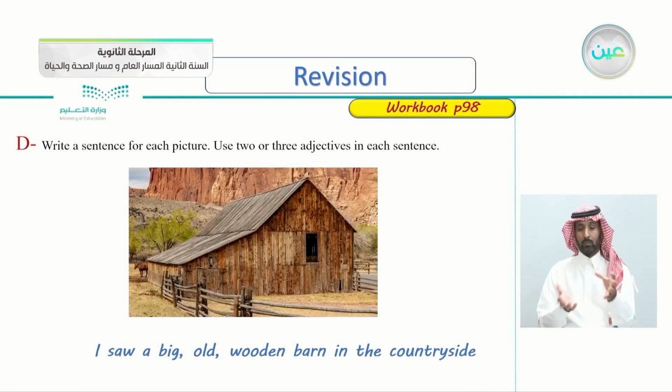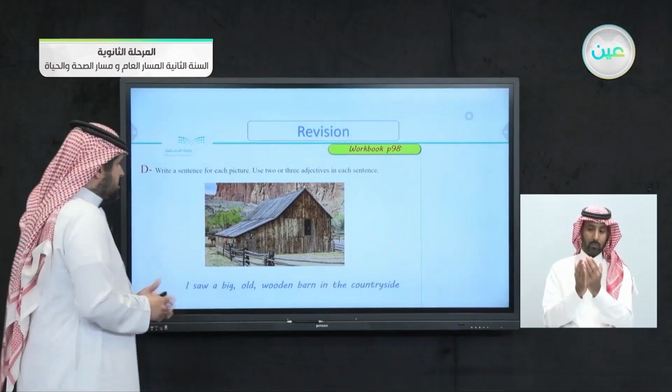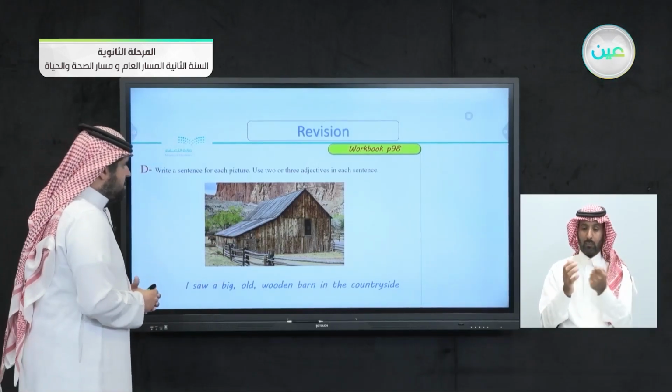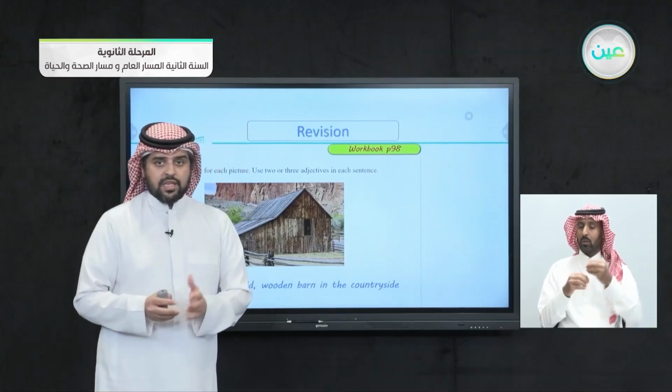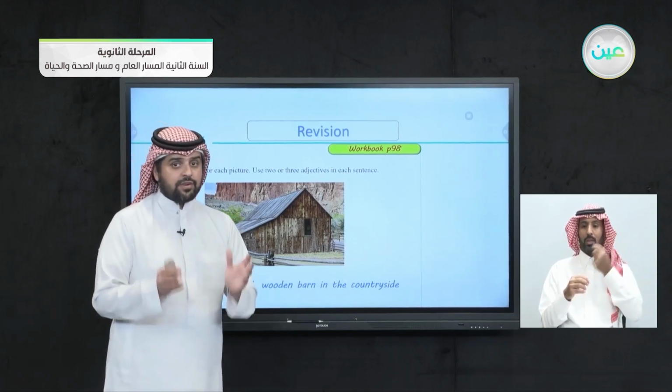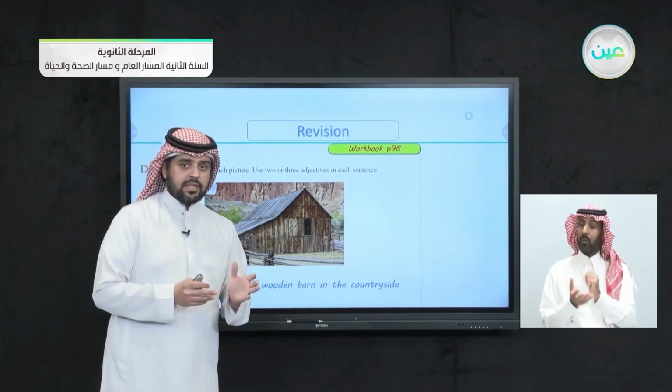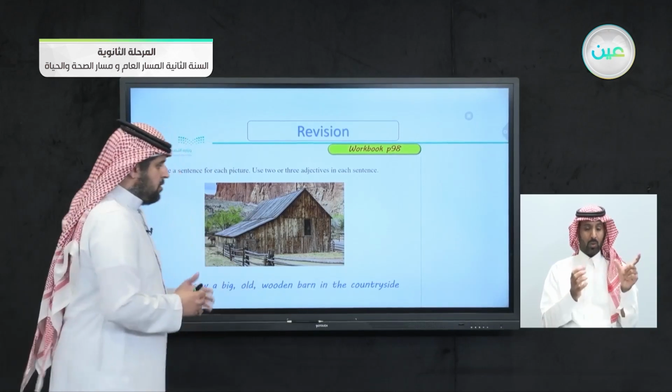So jumping on to exercise D here, as you can see in the picture and some pictures you have in your book. Write a sentence for each picture. So each picture, you'll be writing a sentence about it. Use 2 or 3 adjectives in each sentence. So in each sentence, try to describe what you see in the picture using 2 or 3 adjectives, of course, in the correct order. Remember that you'll be writing them in the correct order.